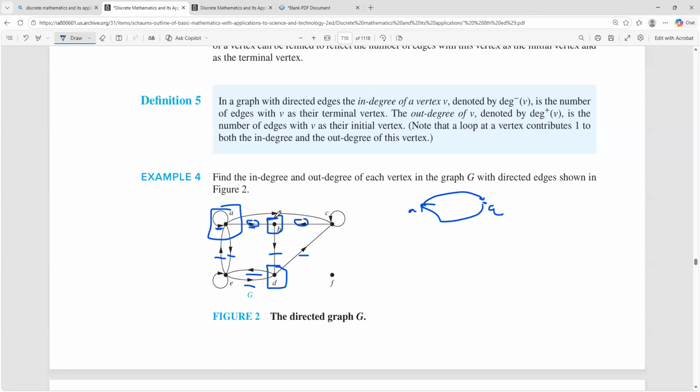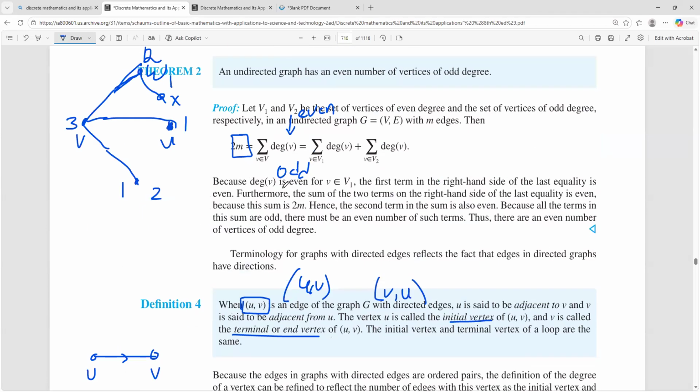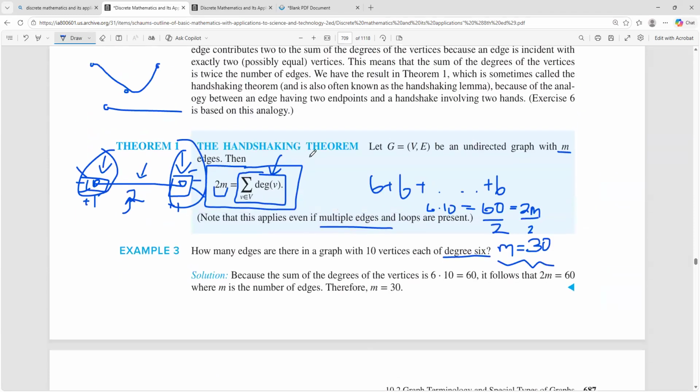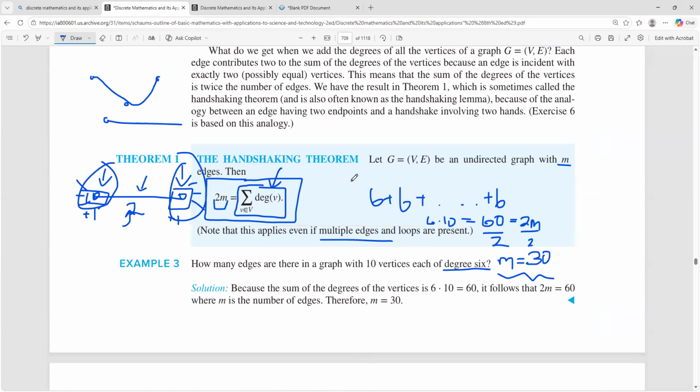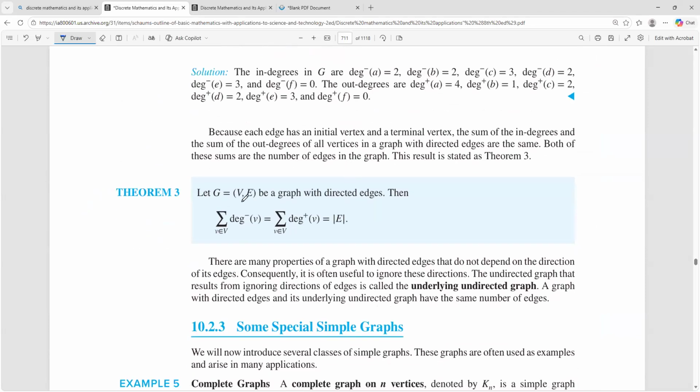Any questions? Back to your question about proofs. Once again, you would most likely get something of this type, where it's like prove an even number of vertices of odd degree, or maybe proving the handshaking theorem. You won't see as much proof when it comes to this section of graphs. But yeah, and one more thing here. This is basically pretty simple.